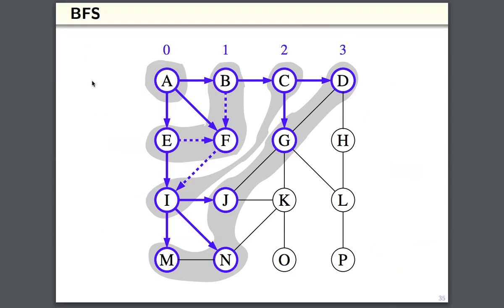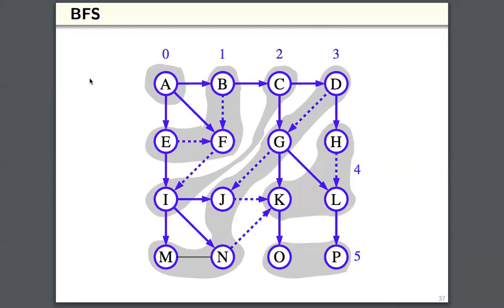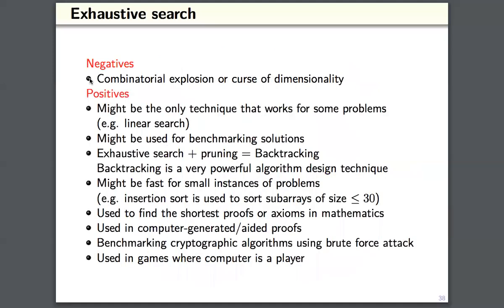Okay, so that's about BFS, level order traversal. Now let's think about exhaustive search as a whole. We were looking at exhaustive search, or you can say brute force, as one very simple technique. So what are the pros and cons of this? The negative is definitely something called combinatorial explosion. So what is the meaning of this?